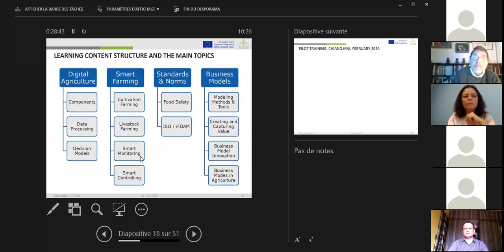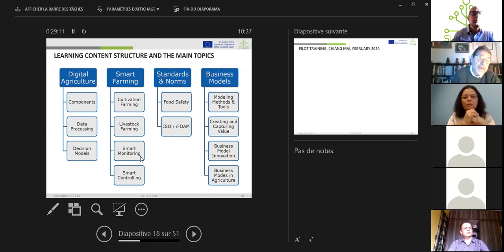The smart lab specification will come later. So in this approach, we could define 4 big blocks like digital agriculture, smart farming, standards and norms, and business models. And these blocks were split into smaller learning blocks.